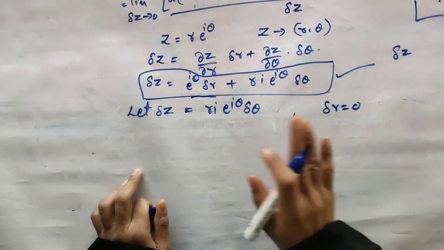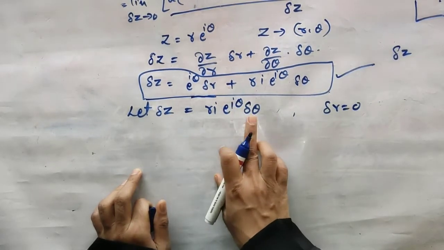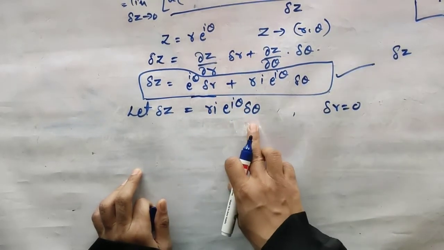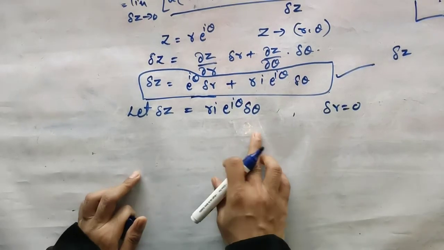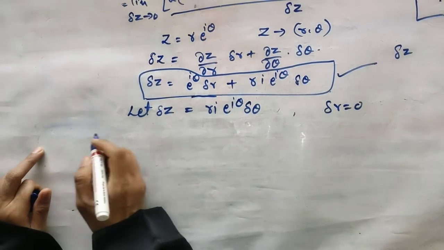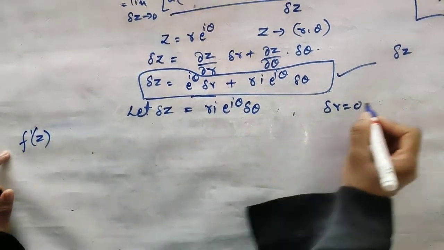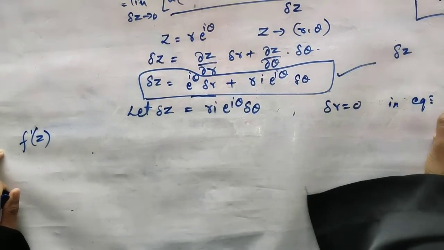Okay, delta r is 0, so r is going to be constant, and it will change only because of delta theta. Only that you should remember. So delta r is 0, so you are getting delta z like this. Let us consider our f dash of z in equation 2.